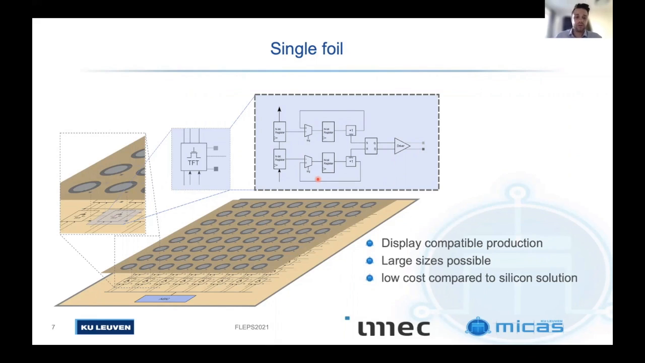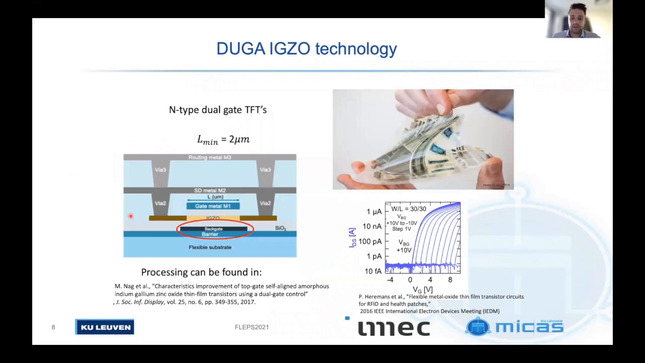Now, in order to fabricate this driving circuitry, we're actually using imec's dual gate self-aligned amorphous IGZO technology with a minimum channel length of 2 micrometers. Full processing and other information can be found in the following publication, but in this presentation we will not go further into detail about the processing of this technology.